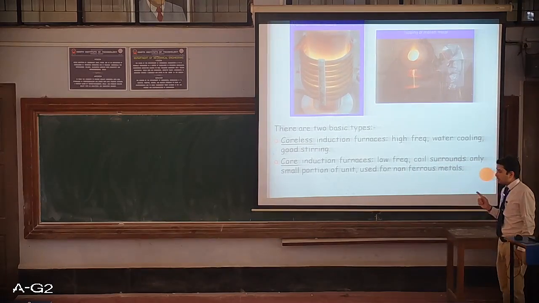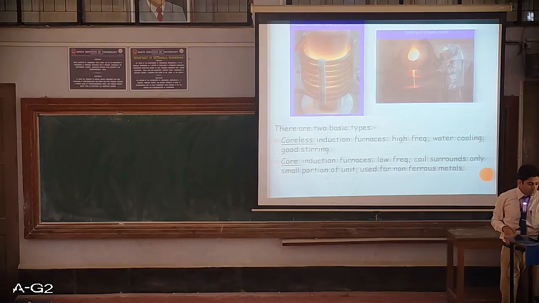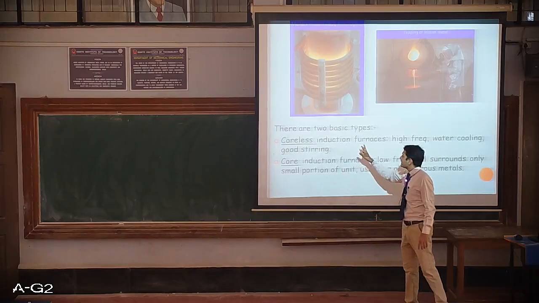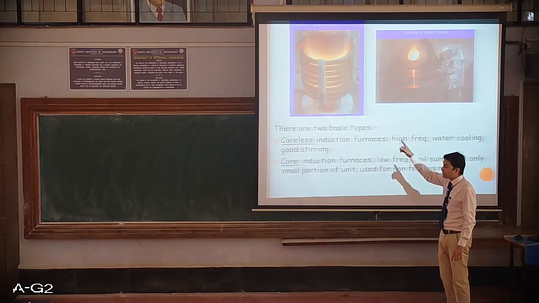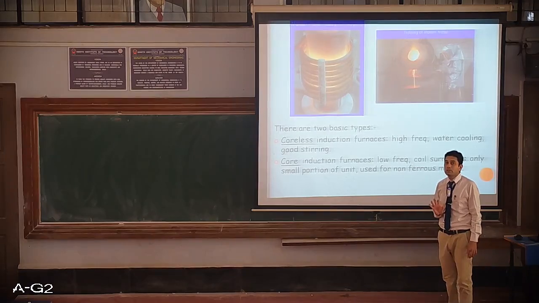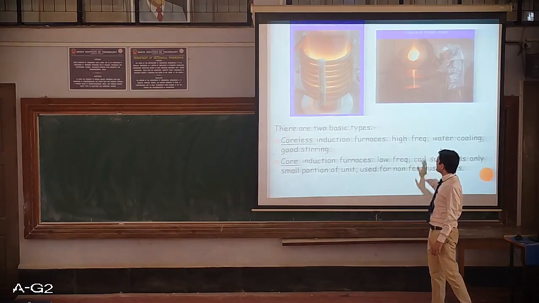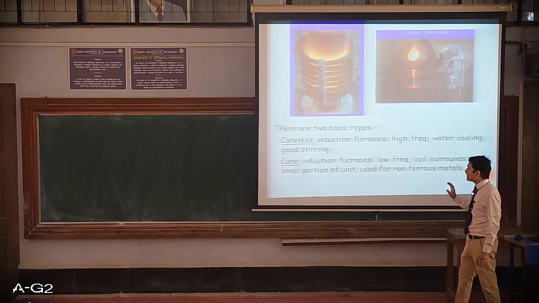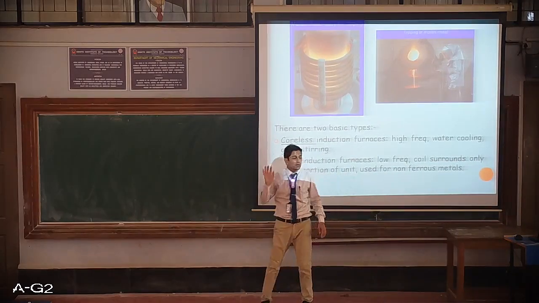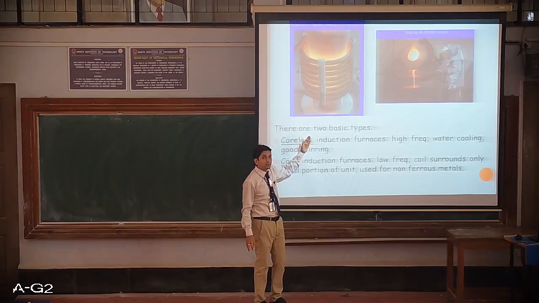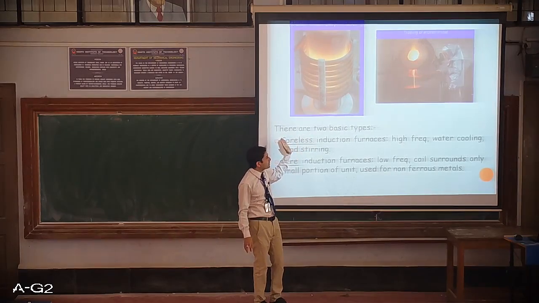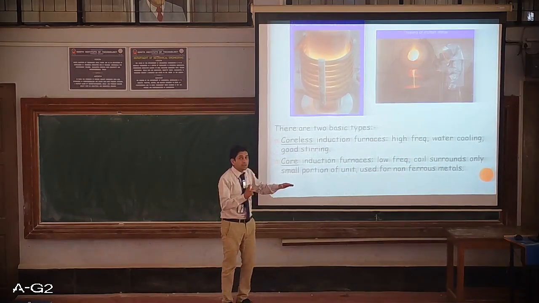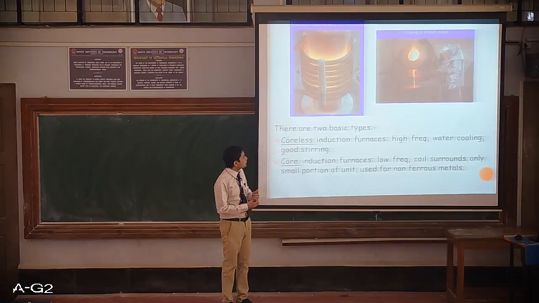And again, in the induction furnaces there are two types. One is called the coreless type, and the other one is the core type. What we have just discussed till now is the coreless type of induction furnace. Here, high frequency is being used. The frequency of current is higher. Water cooling is there, and good stirring is being seen. So these are the features of the coreless type of induction furnace. Coreless means there is nothing at the center. So the coreless type makes use of high frequency, water cooling is there, and there is good stirring operation by itself.